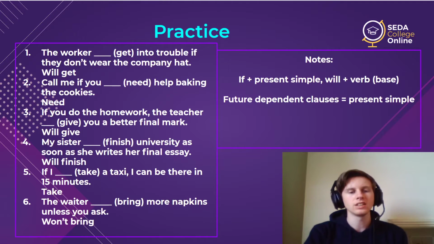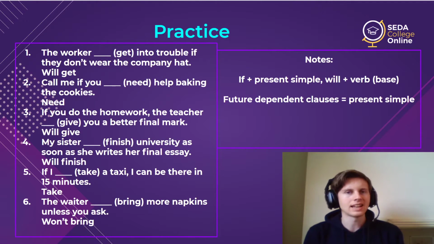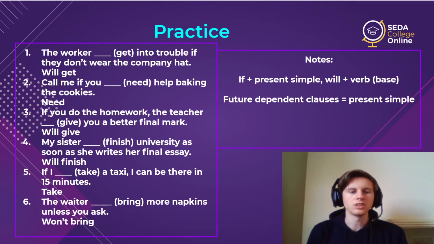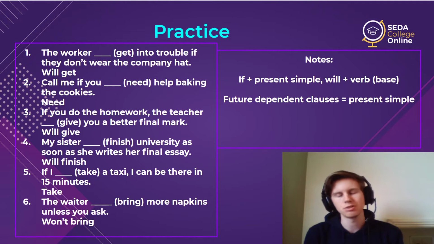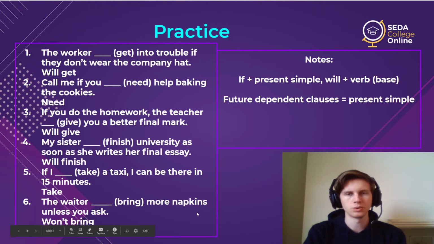So this one's negative because we've got unless. You know, remember, if not is equal to unless. They're the same thing. So you could also say the waiter won't bring you more napkins if you don't ask. So that's using if not, or you can say unless you ask. They're both negative ideas, so we need won't. The waiter won't do it.